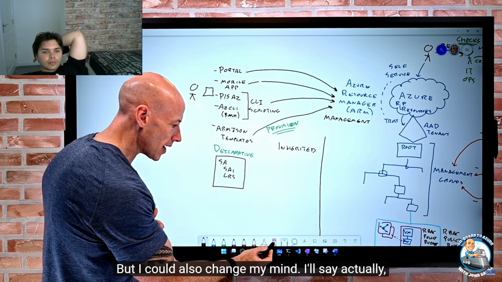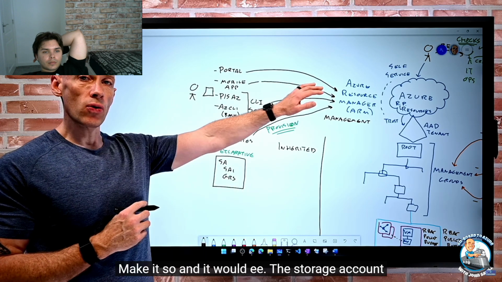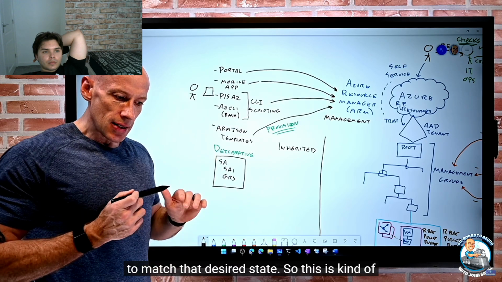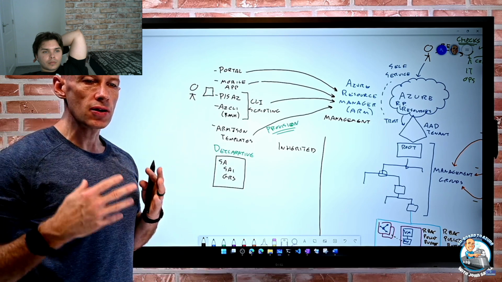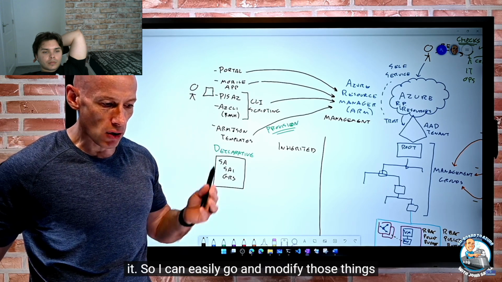But I can also change my mind. I say, actually, I now want this to be GRS. Make it so. And it would see, well, the storage account is there, but it's LRS. I'll change it to GRS to match that desired state. So this is where this is so powerful. This is why we want to provision things with JSON templates. It's declarative. I say what I want. I don't say how to do it. So I can easily go and modify those things.